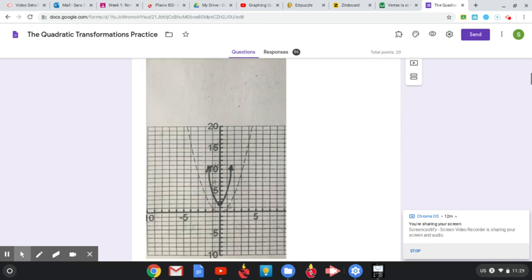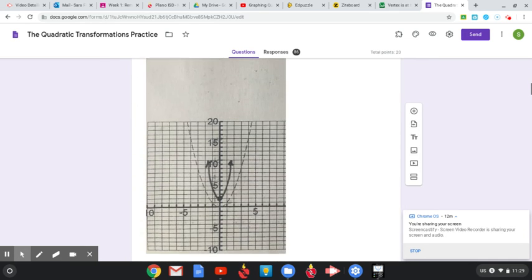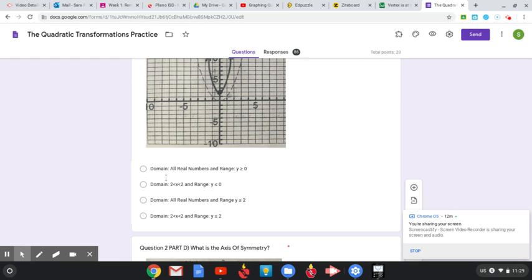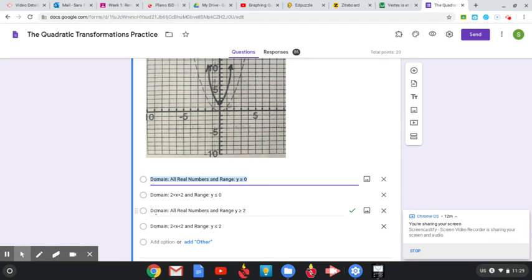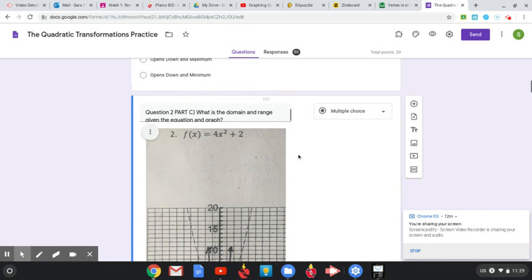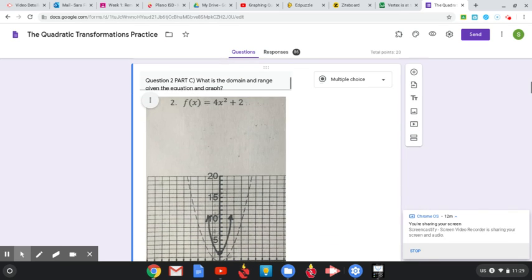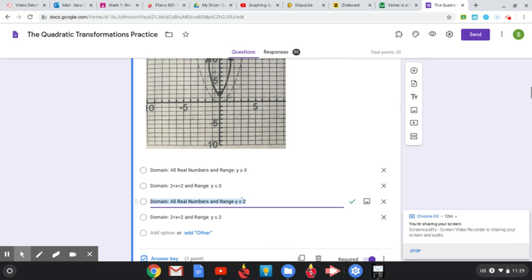Domain, range, part C, question 2, part C. So it's got to be either A or C for the domain. And then we need that y value is 2 from the vertex. So the domain is all real numbers. It's a minimum, so y is greater than or equal to, and then the y value is 2. So you're going to use that. So question 2, part C is choice C.